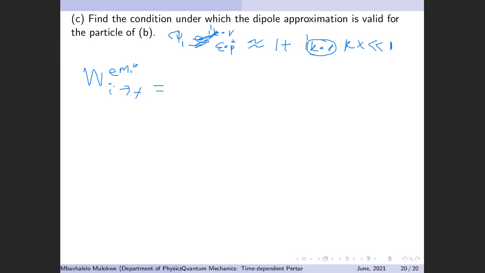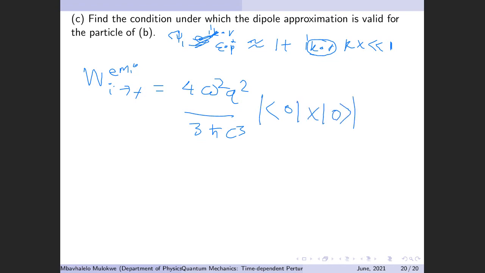derived. So you get 4 omega squared q squared over 3 h bar c cubed, but you still have to compute the overlap of 0 with x. But these are just simple harmonic oscillators that we have been working with since last year, and I think by now everyone can compute these types of overlaps. You still have to square that.